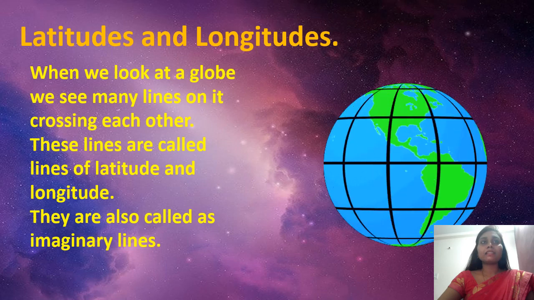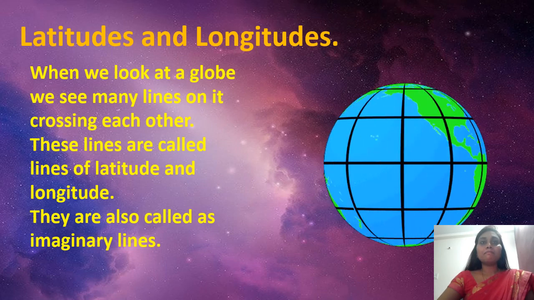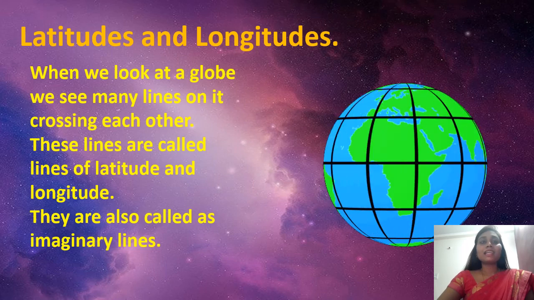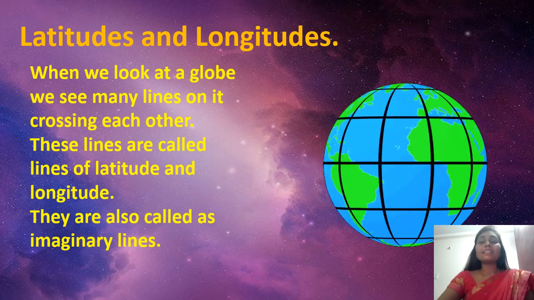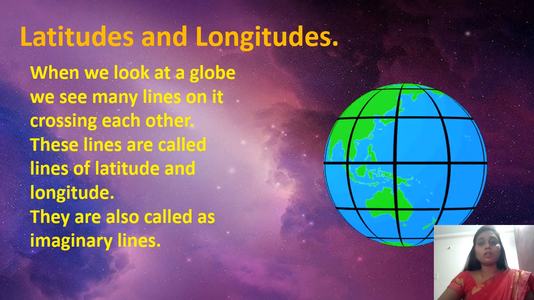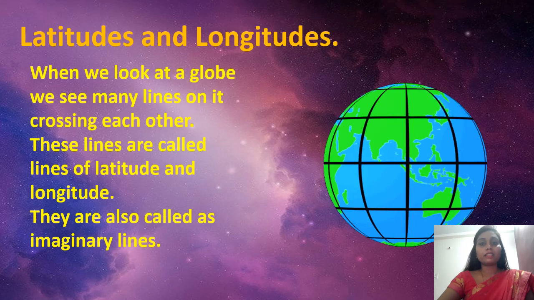So what exactly are these latitudes and longitudes? When we look at a globe we see many lines on it. These lines cross each other. So these lines are called as latitudes as well as longitudes. They are also called as imaginary lines.